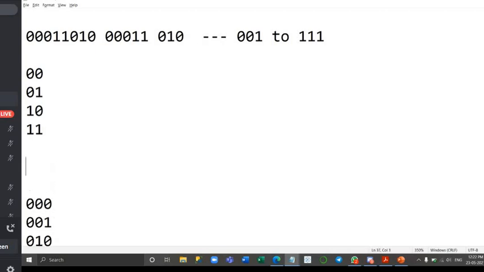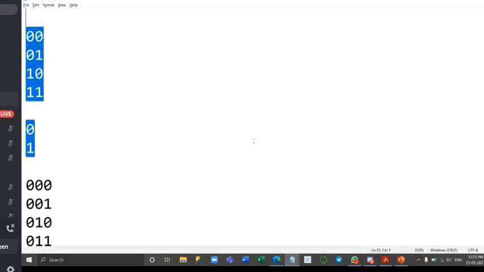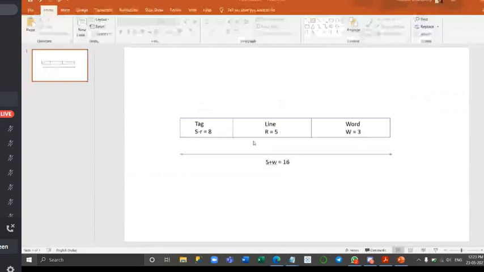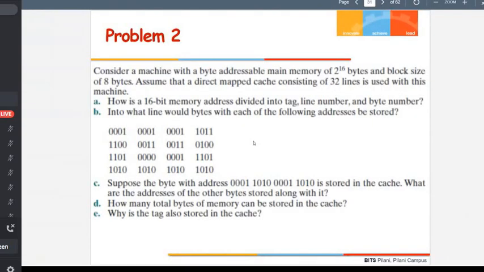If you have only 1 bit, you can have only 2 combinations, 0 and 1. 3 bits, you can have 8 combinations. 4 bits, you can have 16 combinations, like that. So it is absolutely essential to find out the tag, line, and word combination so that we can answer the subsequent question. Because if we don't know the split up of the word and the line, we can't find out which line number is going for which address. We can't find out the number of different addresses which are stored at a particular line.